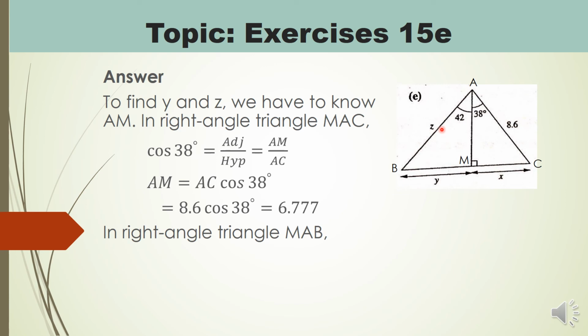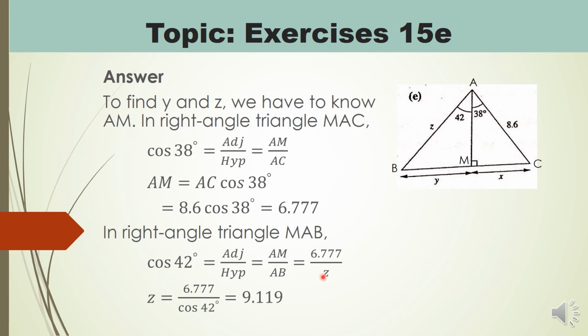Then you can look at the right angle triangle MAB to find y and z. First I want to find z. Z is the hypotenuse, and we know the adjacent side, so we use cosine. Cosine 42 degrees equals the adjacent side AM over the hypotenuse z. To find z, you take 6.777 over cosine 42 degrees. The answer is 9.119. This is the value of z.